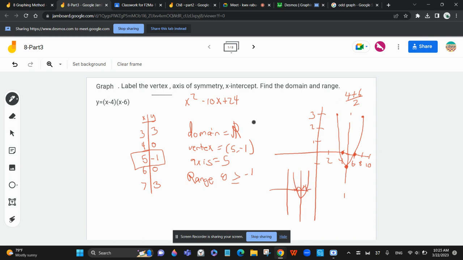Yeah, and the domain is R, range is larger than or equal to -1. Yeah. But actually, if you have the vertex, I mean, if you have the axis of symmetry, then you will not need to construct the table.